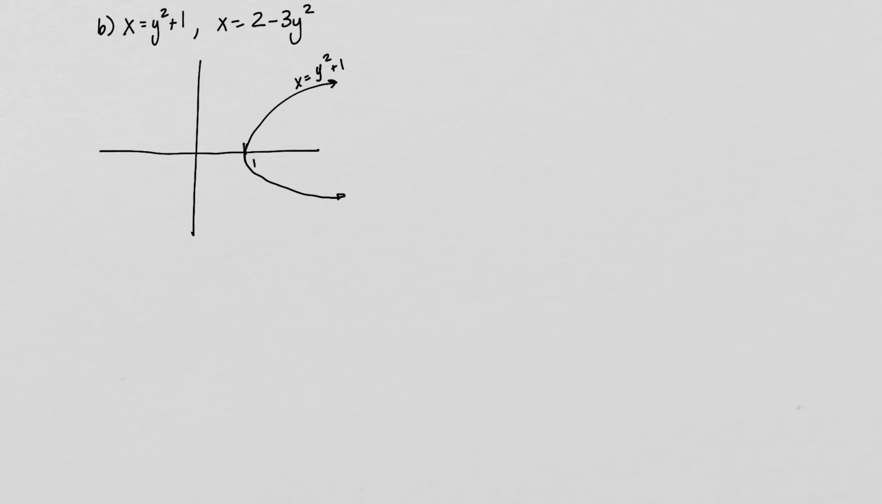x equals 2 minus 3y squared is going to be a parabola that opens down, right? So it's going to look something like this. So 2 minus 3y squared. And when y is 0, x would be 2. So it's actually here at 2.